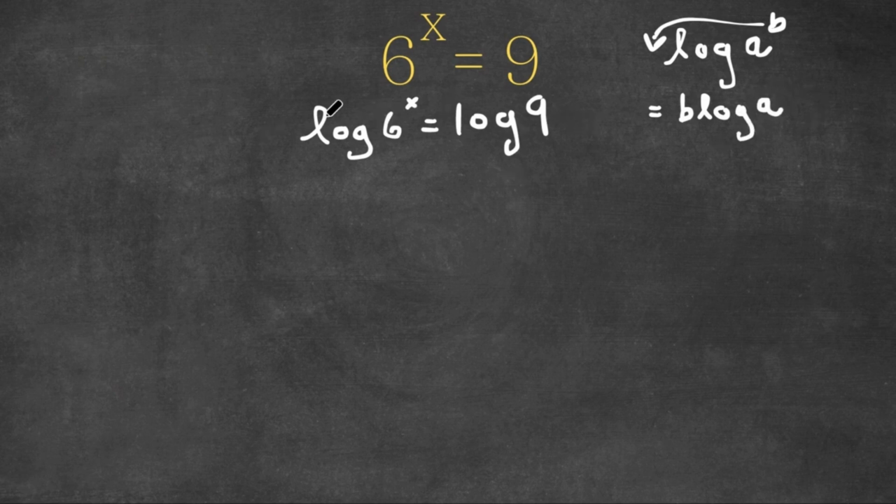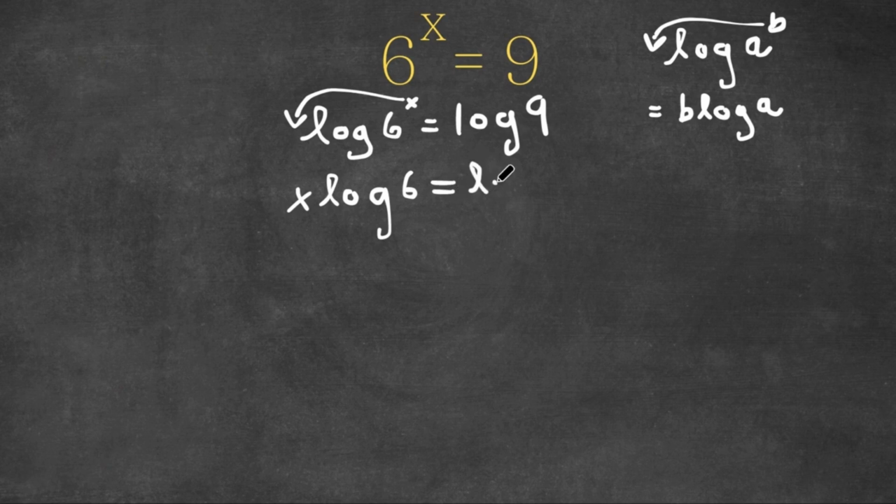So now I'm going to do the same exact thing to log 6 to the power of x. Now we can think of 6 as a and x as b. So I'm going to rewrite this by moving the x to the front of the logarithm. So now this would equal x times log 6 is equal to log 9.